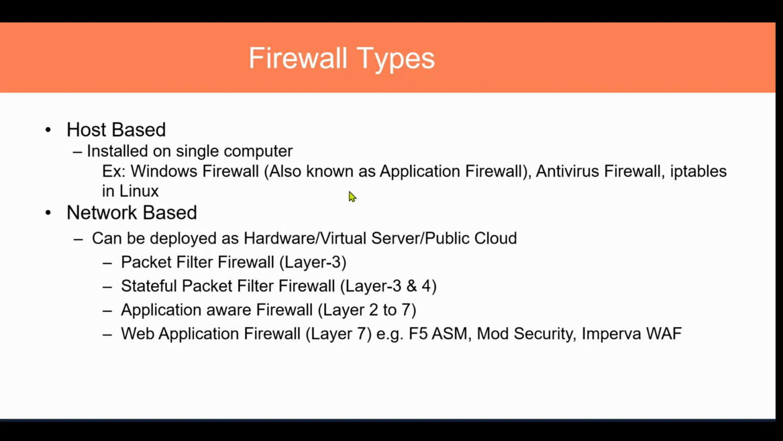If I talk about firewall types, we can divide firewalls into two classes. One is a host-based firewall and the other is a network-based firewall. A host-based firewall protects just a single host. This firewall would be installed on each host. You can take the example of Windows Firewall, which would be enabled on each host to protect that host.